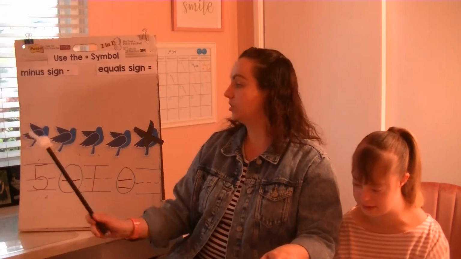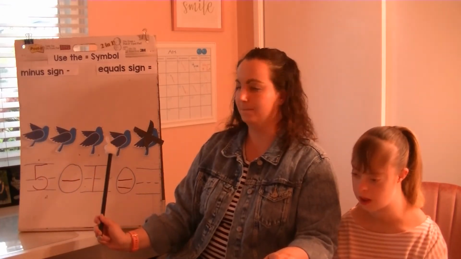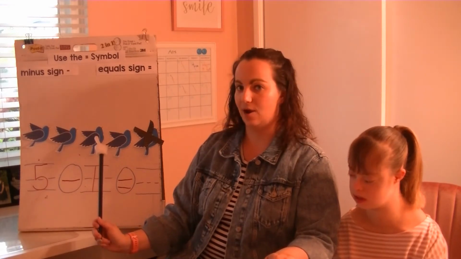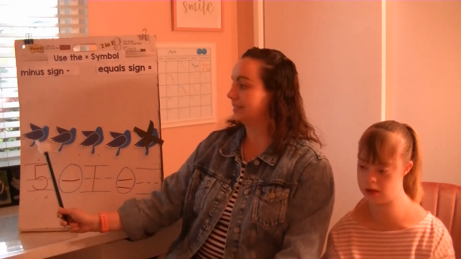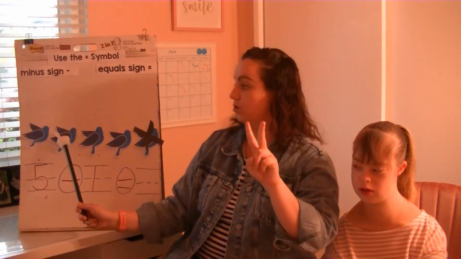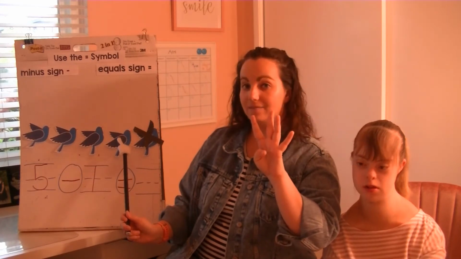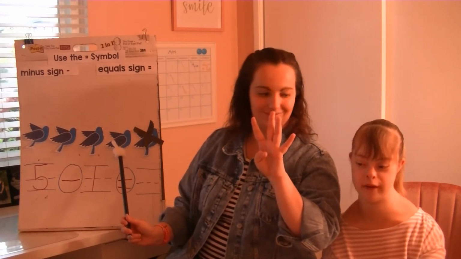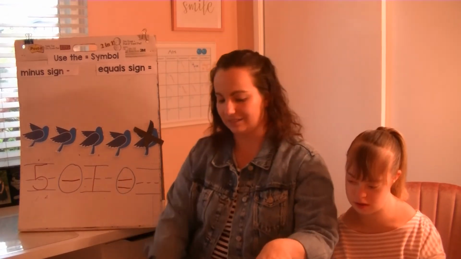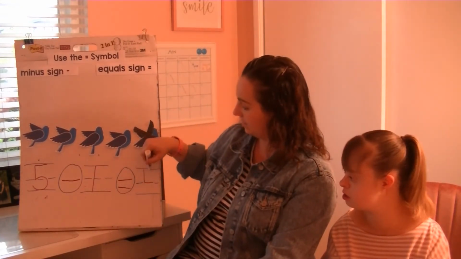How many birds are left? How many are staying? Okay? Get ready. We're going to count them together. Ready, set, count with me. 1, 2, 3, 4. How many are left? I say 4. 4, yes. So we take our pencil and write 4 right here.